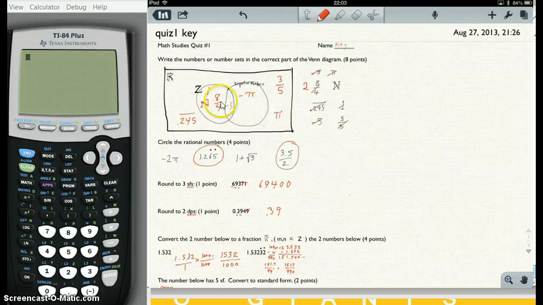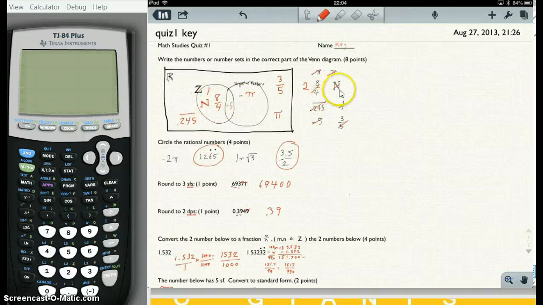Now pi without the negative cannot be put in the negative number circle because it's not a negative number, and it's not an integer either because it's certainly not whole. So pi is outside both circles. Anything that is not negative and not an integer is going to be outside. So 0.245 repeating is not an integer and not a negative number, so it's outside. 3/5 is not an integer and not a negative number, so it's outside.